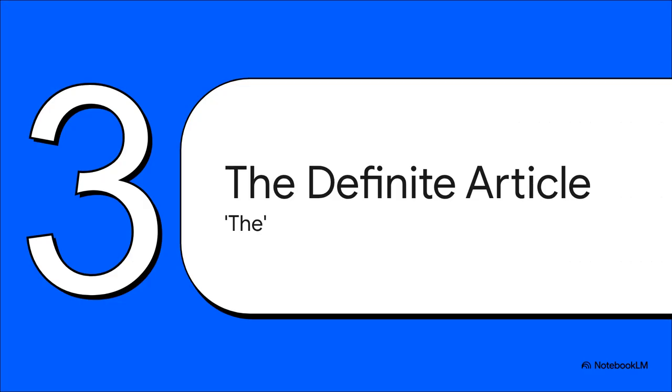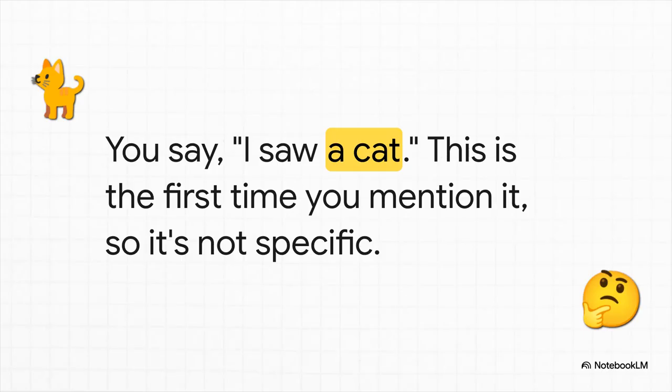Okay, so we've got a and an in our toolkit. Let's move on to the other side of the code, the definite article, the. Its superpower is specificity. Let's see how this works in a story. Imagine you're talking to a friend. You might start off by saying, I saw a cat today. At this point, it could be any cat in the entire world. It's not specific yet, so you use a.